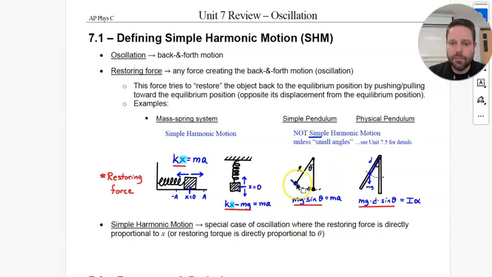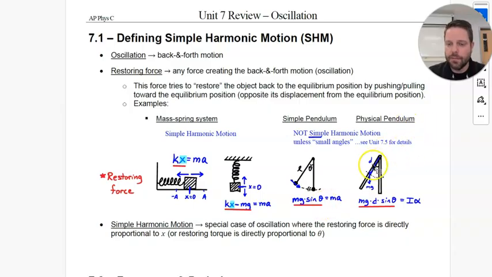For a simple pendulum, simple pendulums have the mass located on the very end of the string. The force that points tangent is the restoring force because it's pointing down towards the vertical hanging position, which is our equilibrium position. So if we displace it to the left or to the right, the tangent pointing force, mg sine theta, is our restoring force.